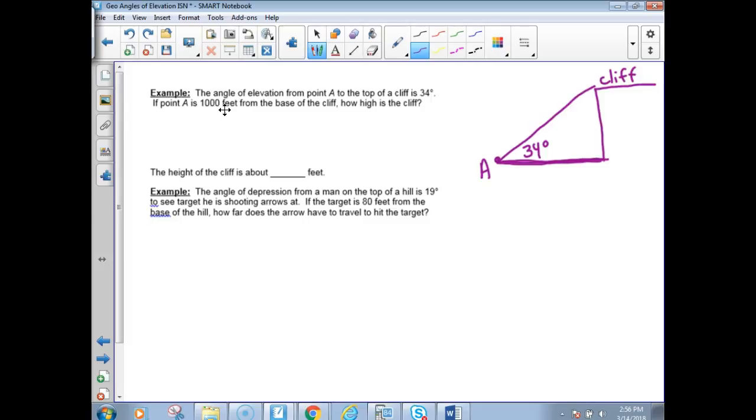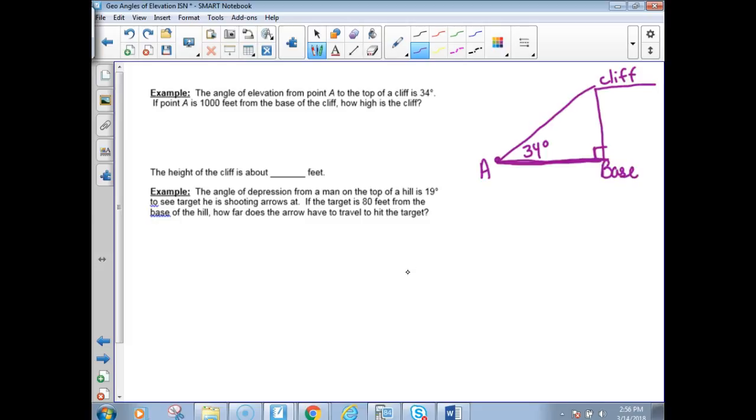And it says that if point A is 1,000 feet from the base of the cliff, how high is the cliff? All right, so next you need to determine where to put those numbers and where you need to put an X. It says point A is 1,000 feet from the base of the cliff. Well, do I put it on a leg of the triangle or on the hypotenuse? This would be in the air. So where's the base of the cliff, guys? That's where the right angle is. Yep, that would be the base of the cliff.